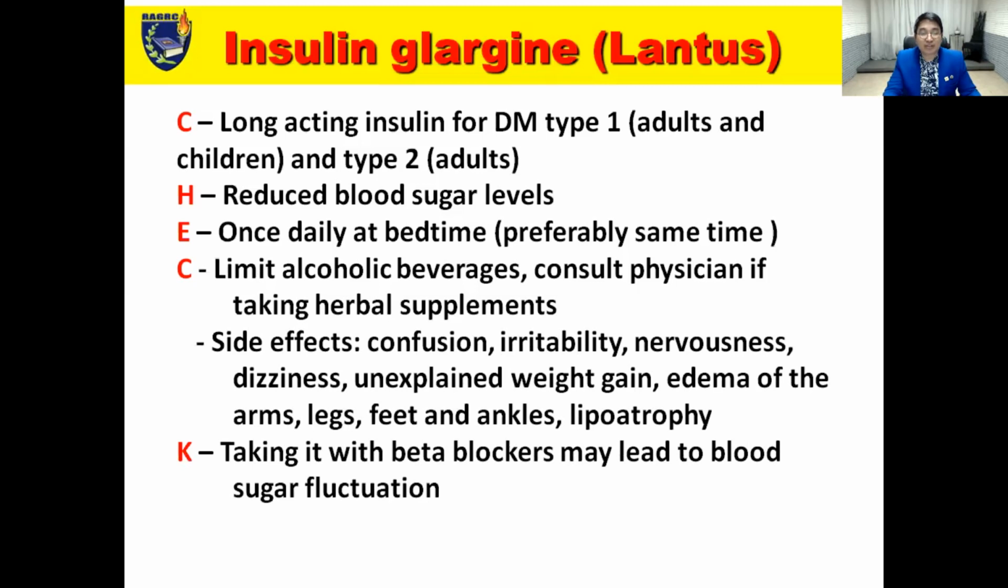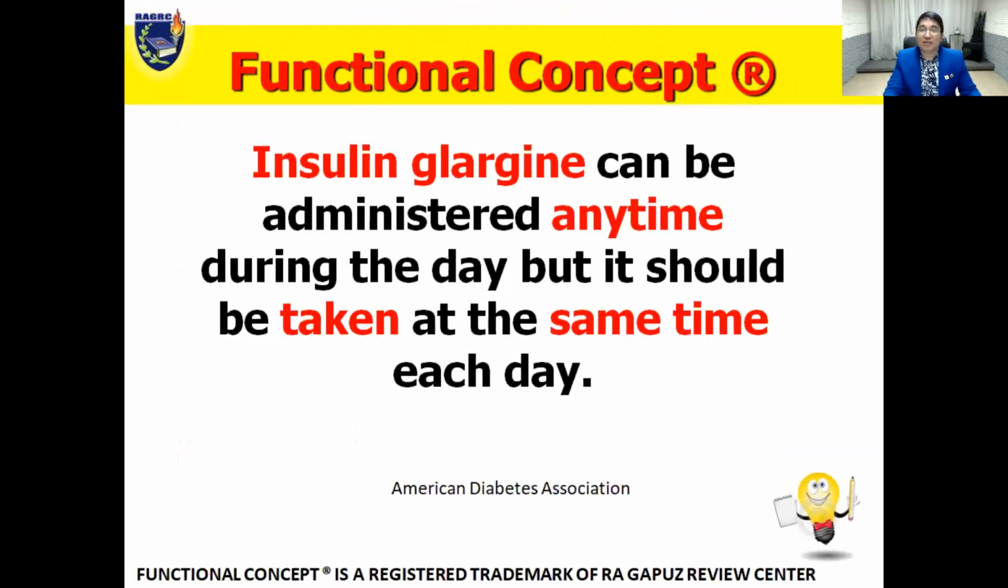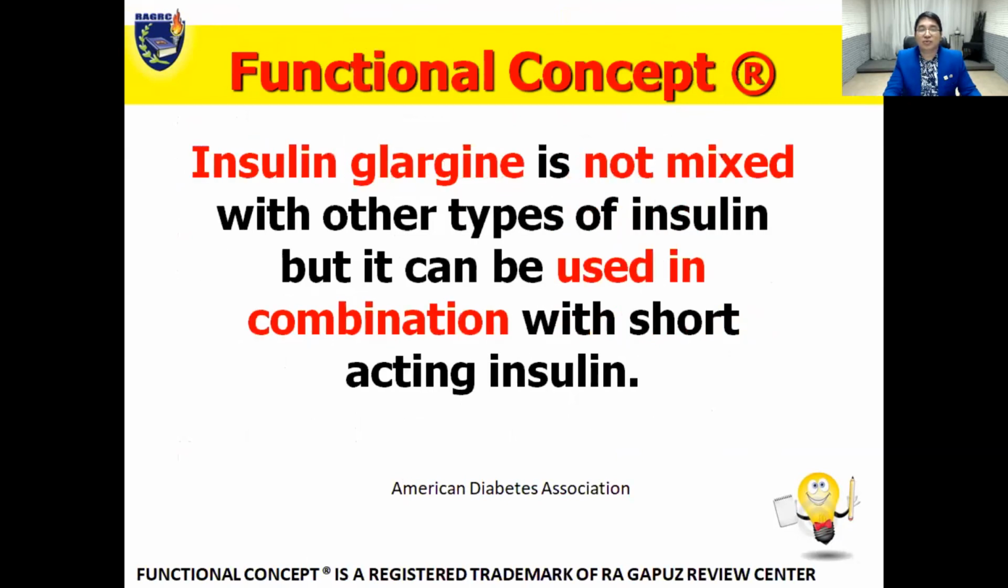So keys to giving it safely: taking it with beta blockers may lead to blood sugar fluctuation. So if you have a hypertensive patient who's taking a beta blocker, then you will have to inform them that they need to check their sugar levels if they are taking insulin glargine. And then taking it with fluoxetine and monoamine oxidase inhibitors may worsen hypoglycemia. Okay? Now, time for our functional concepts. The first one, insulin glargine can be administered anytime during the day, but it should be taken at the same time each day. That's according to the American Diabetes Association.